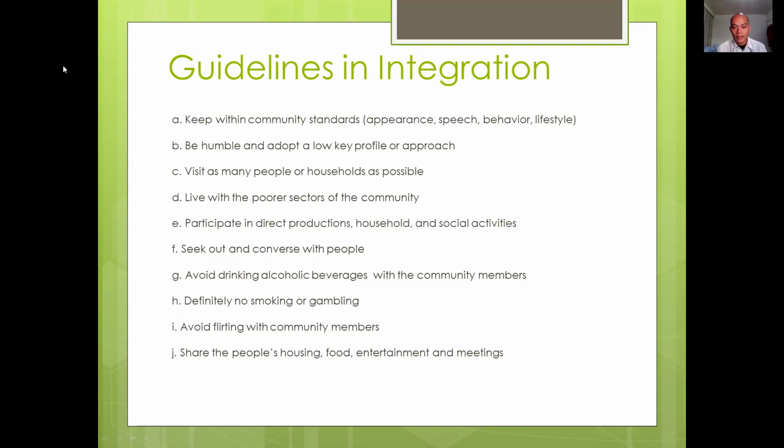Participate in direct production, household and social activities. For example, direct production, if they have farms, they farm, or they make brooms in Sablan. Try to participate. Manang, I saw what you are doing, can I try it? For example, tying the broom. Or you see them harvesting rice, so ask if you can help.